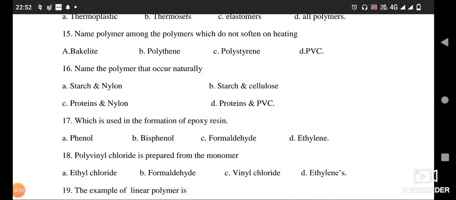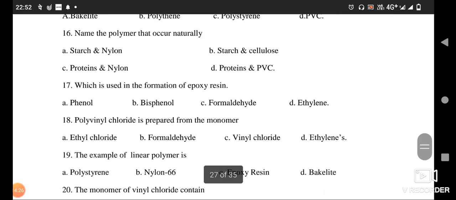So the correct answer here is A, that is Bakelite. Its chemical name is phenol formaldehyde resin. Bakelite is the popular name of phenol formaldehyde resin polymer. So for MCQ number 15, the correct option is A, that is Bakelite.